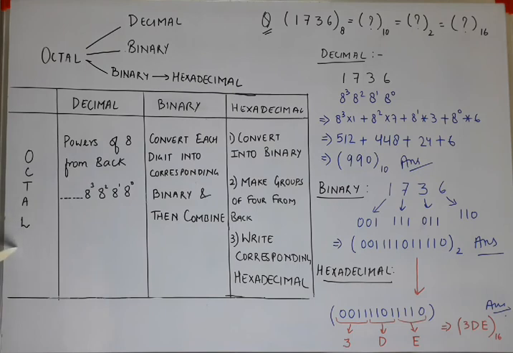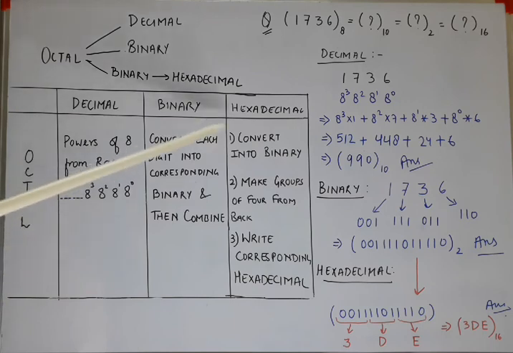In the same way, in order to convert octal into binary, we need to follow this procedure: convert each digit into corresponding binary and then combine, right?